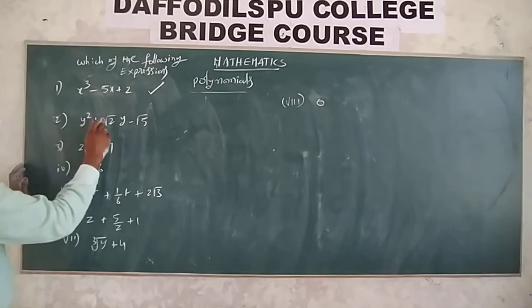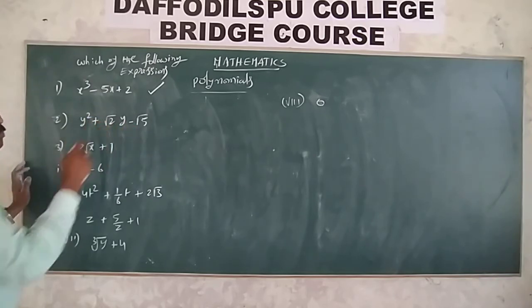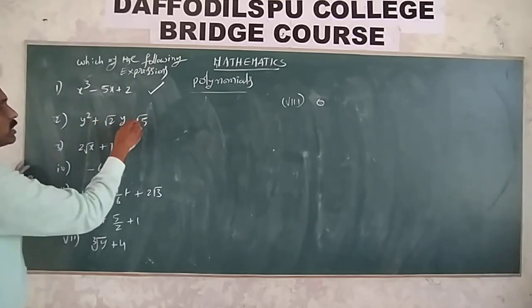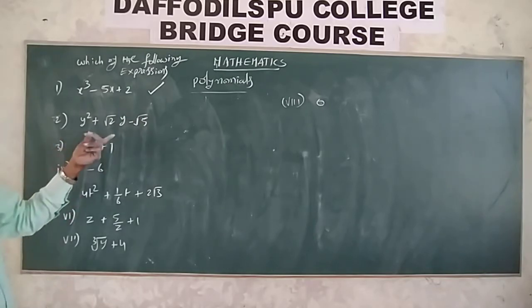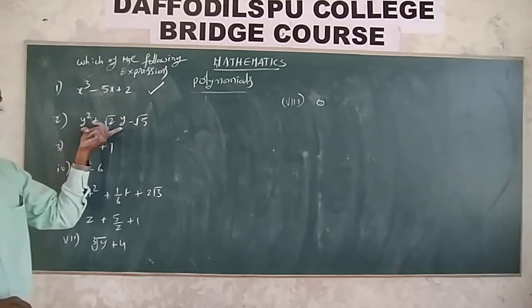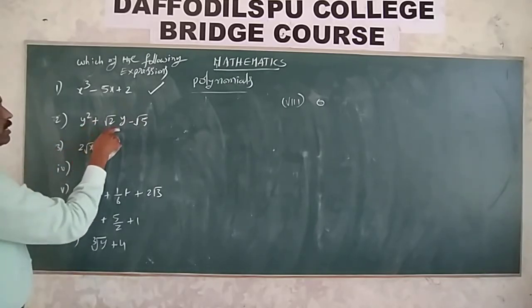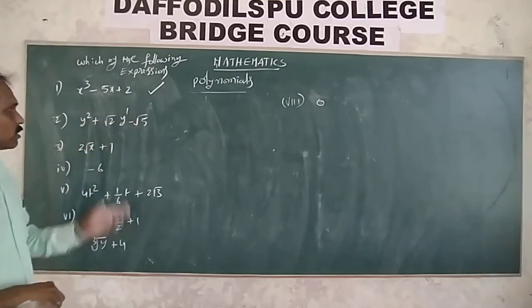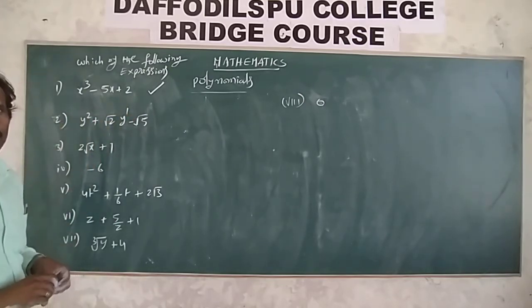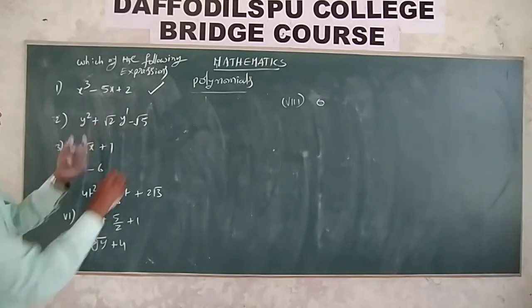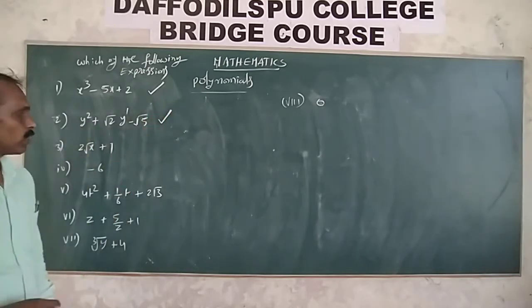Let us take this. y square plus root 2y minus root 5. So this expression is expressed in terms of y, and its powers are non-negative integral powers. So this is a polynomial.